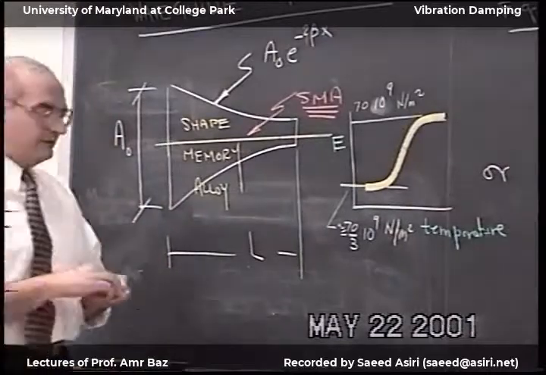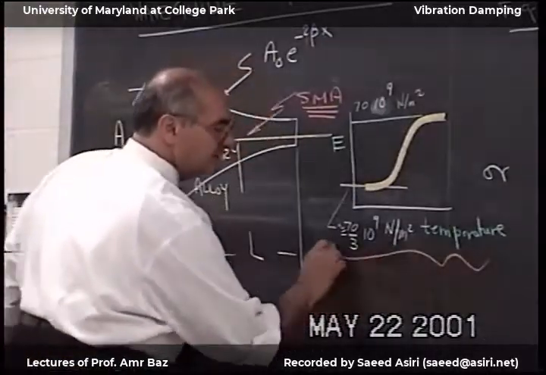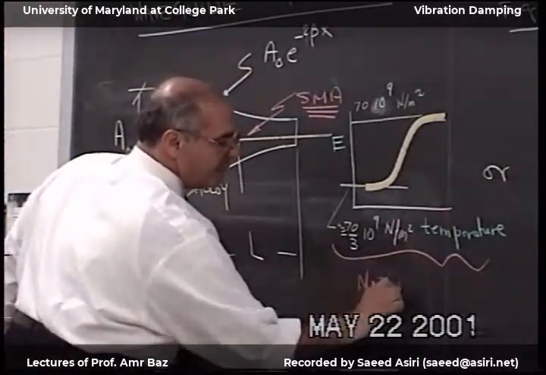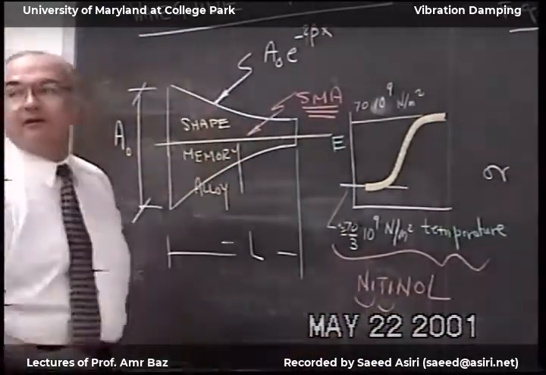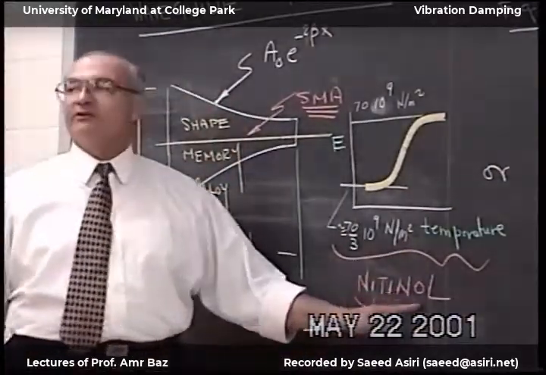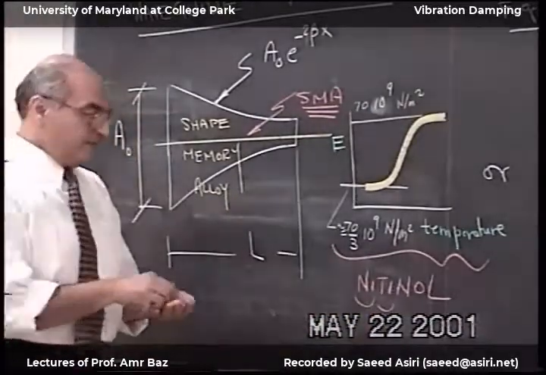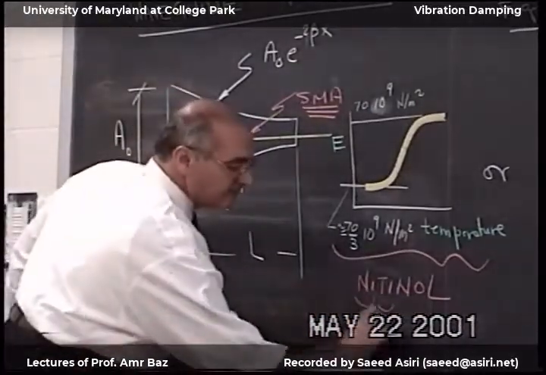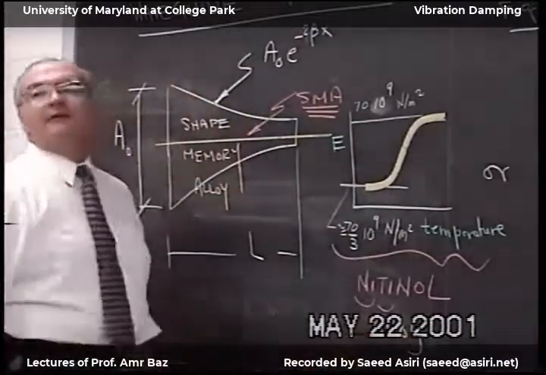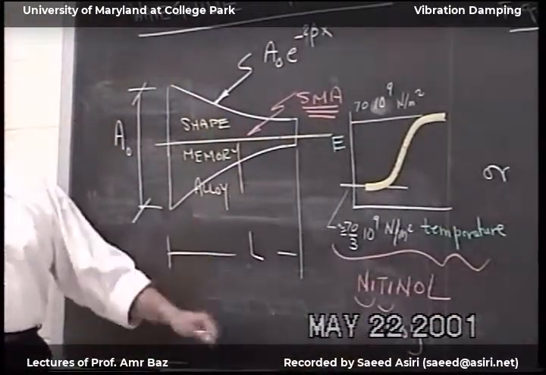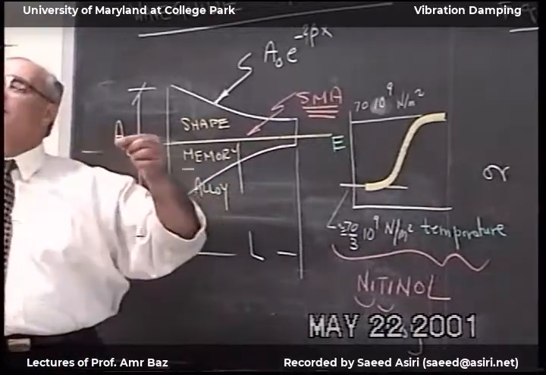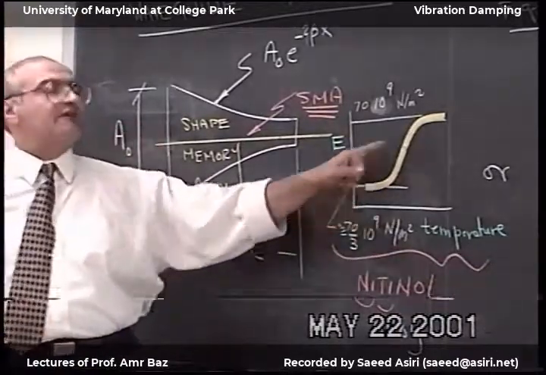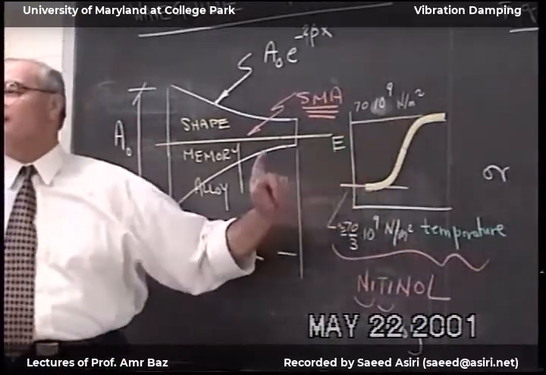This material is called nitinol. Nickel, titanium, alloy, developed at the Naval Ordnance Lab. The bottom line of this is we have a material that, by applying electric current through it, we can change its Young's modulus.